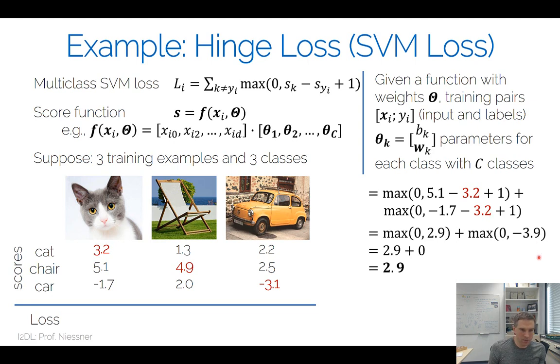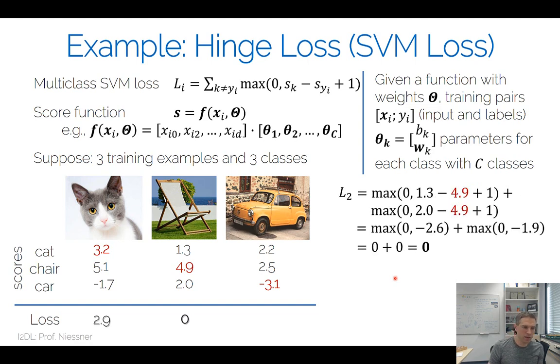Okay, and what you can see here is for this pair, we're happy. For the other pair, we're not happy. So this gives us a loss of 2.9. And we have to figure out how to make this loss smaller. So in our evaluation it says, oh, it's not that great for this pair. Okay, and now we're comparing the other one.